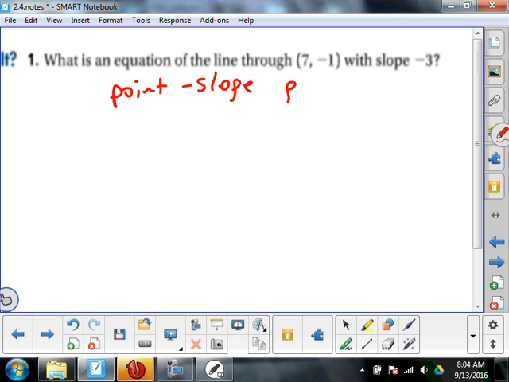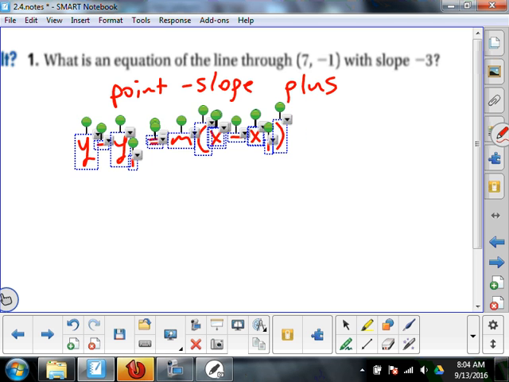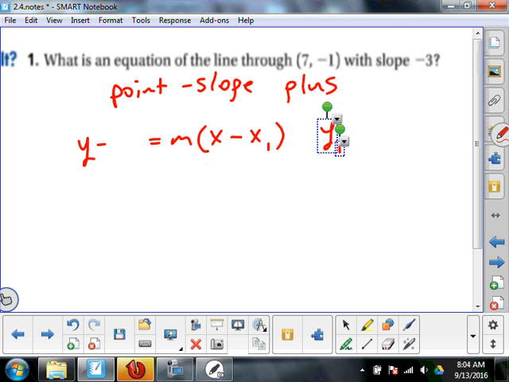Point-slope plus. So instead of y minus y1 equals m times x minus x1, wouldn't it be nice if we had something where the y was all by itself? Because that's what we're after, right? Y equals something, something, something. So check it out. All I'm going to do is take this y1 and slide it over here. But when I do, it was negative on the left side of the equation, right? When I put it on the right side, it's going to become positive, so I'm going to have a plus y1 here. I call this point-slope plus.